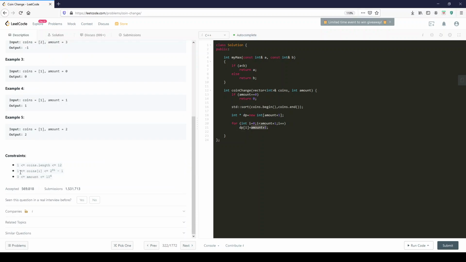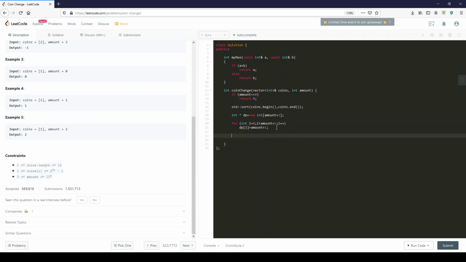The coins cannot be less than 1. So that means that even if you added up all the ones, which would be the maximum amount of coins, the most you could get is amount. If you get amount plus 1, that means you never use the coin.